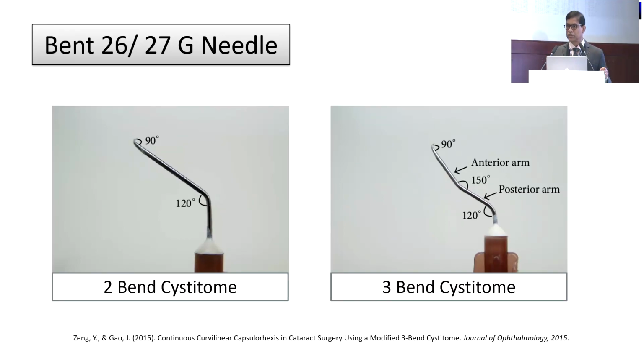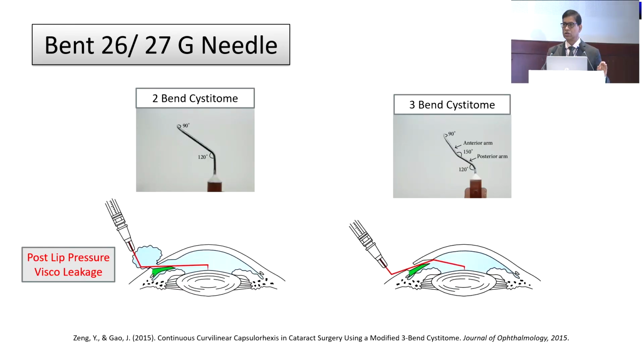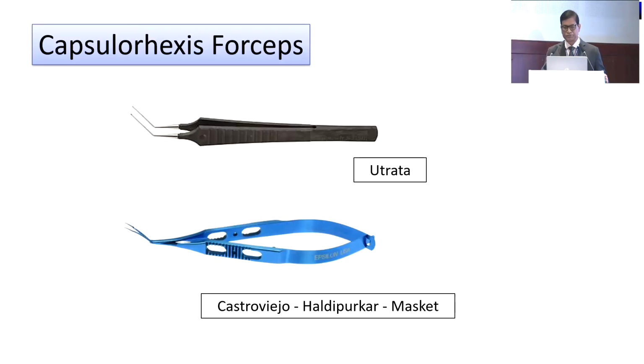Now, how does it offer an advantage? When you have a 2 bend system, there is a chance that while doing the capsular access, you will be pressing the posterior lip and your viscoelastic is going to escape and your AC is going to shallow, and that will lead to complications. So with the 3 bend system, you are not pushing on the posterior lip, it's actually directed towards the anterior lip, so the wound does not open up. Now, of course, the capsular access forceps, the good old Utrata, is now probably out of use. Now, mostly we have the Haldipurkar forceps, a wonderful invention, definitely.